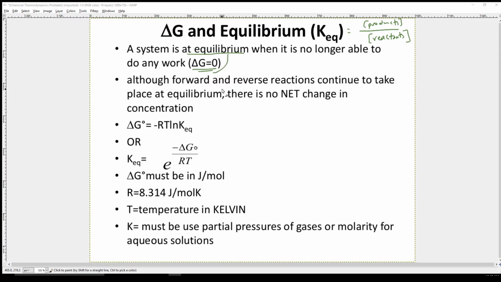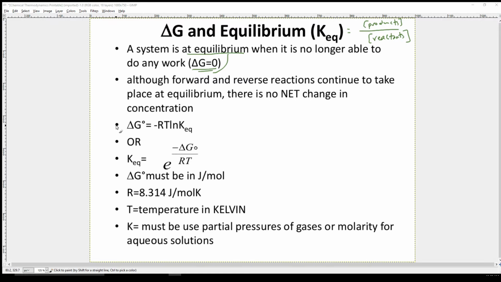Remember, though, although forward and reverse reactions continue to take place at equilibrium, there's no net change in concentration. So while we're still using up reactants and creating products, the concentrations aren't changing because it's going in the reverse direction at the same rate.